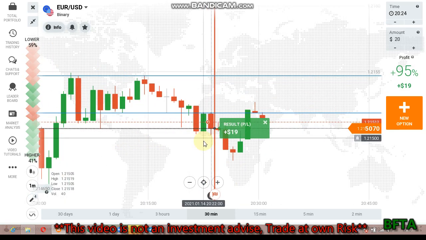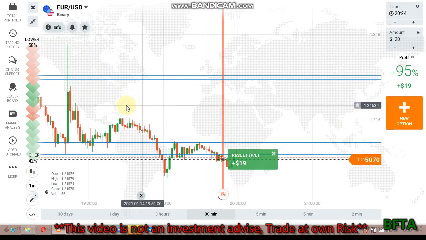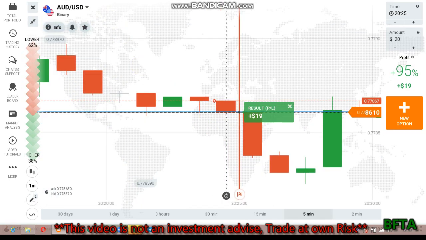Buyers entered from this level. That is why we see this bullish candle. So this is a reversal area, and the trend also is down. We can see the trend is down. That is why I go with sellers.